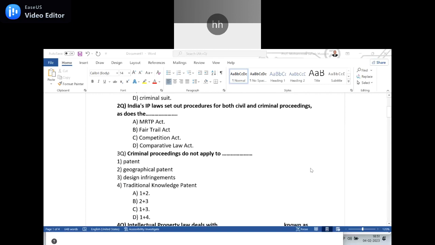Third question. Criminal proceedings don't apply to dash. Number 1, patents. Number 2, geographical indications. Number 3, design infringement. Number 4, traditional knowledge patent. Options: A. 1 plus 2. B. 2 plus 3. C. 1 plus 3. D. 1 plus 4. I gave 1, 2, 3, 4. It is applied only to two areas.